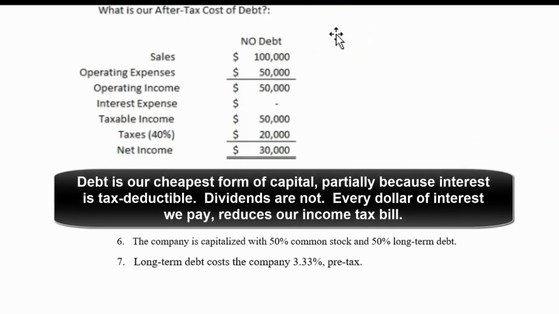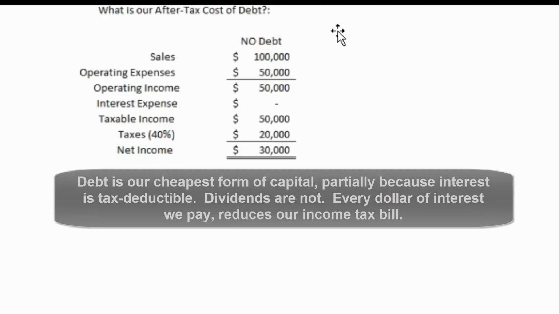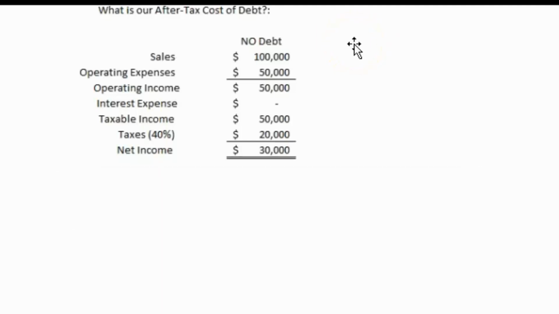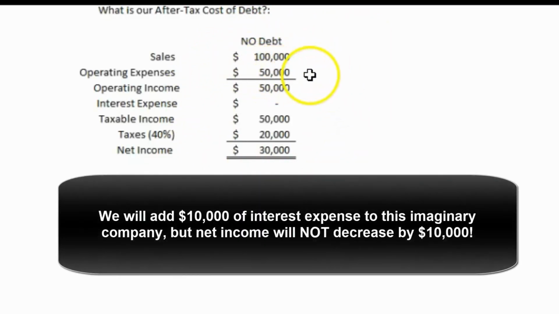But, just as cash is king, that's one principle today, the other is taxes influence business decisions. So we're going to look at everything after tax. The great news about interest is that it decreases our income taxes. It is tax deductible. What do I mean by that? Let's look at this company here. They've got sales of $100,000, operating expenses of $50,000, operating income of $50,000, no interest expense because there's no debt. That means their taxable income is $50,000. Let's assume they've got a 40% tax rate. 40% of $50,000 is $20,000, so that means their net income is $30,000.